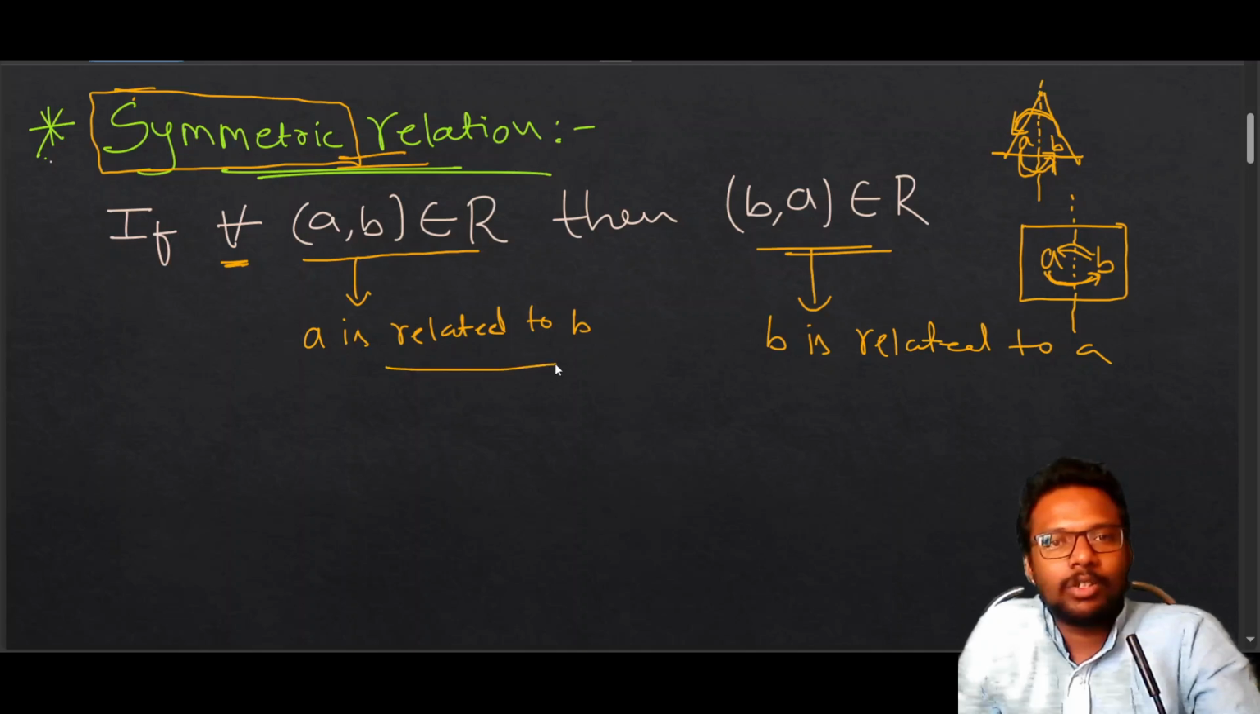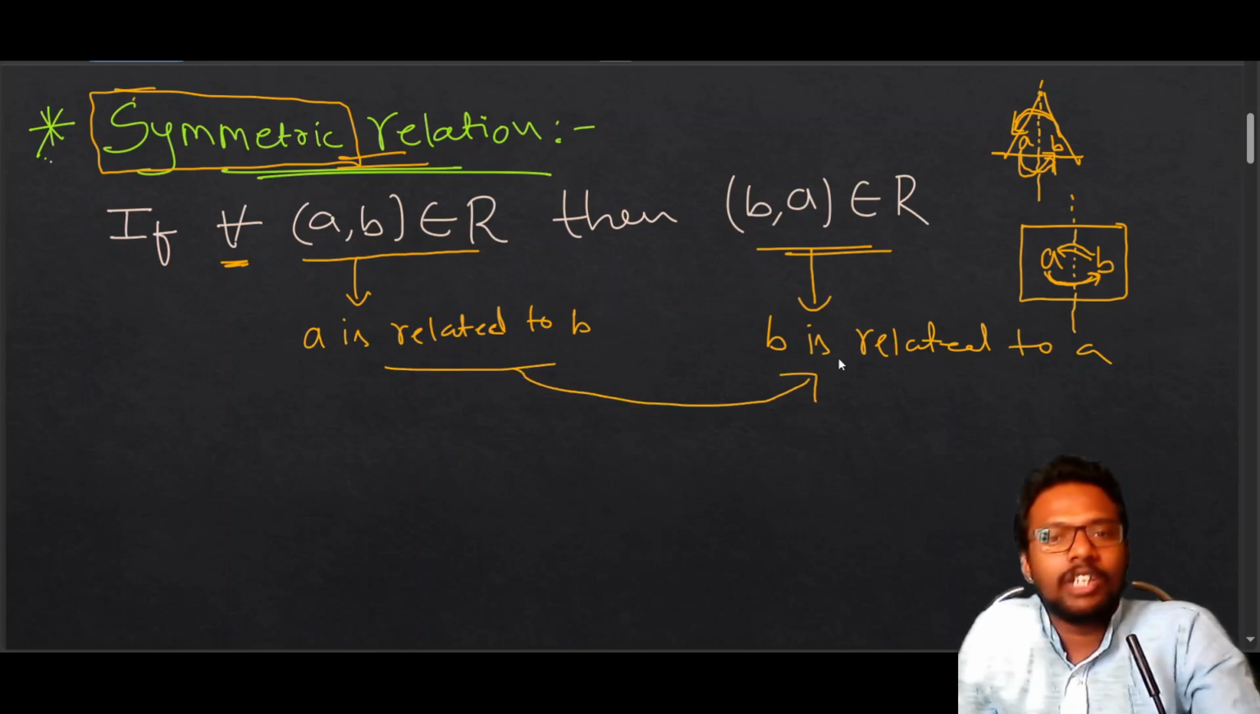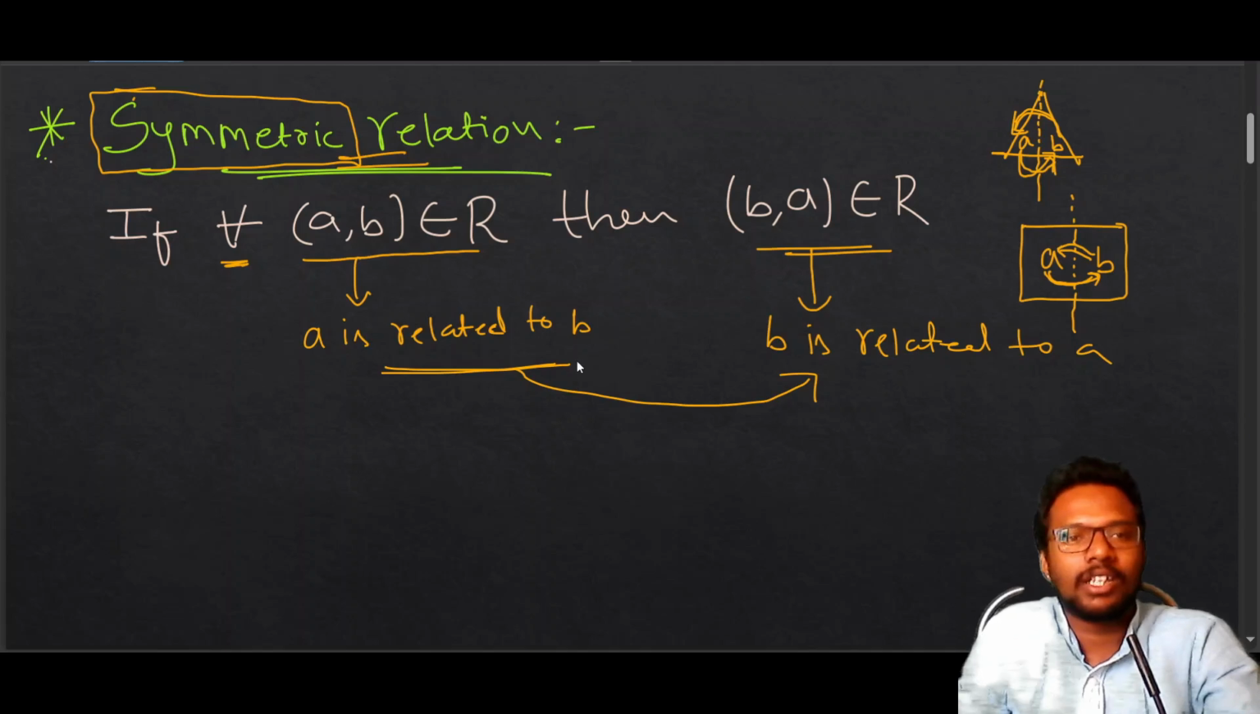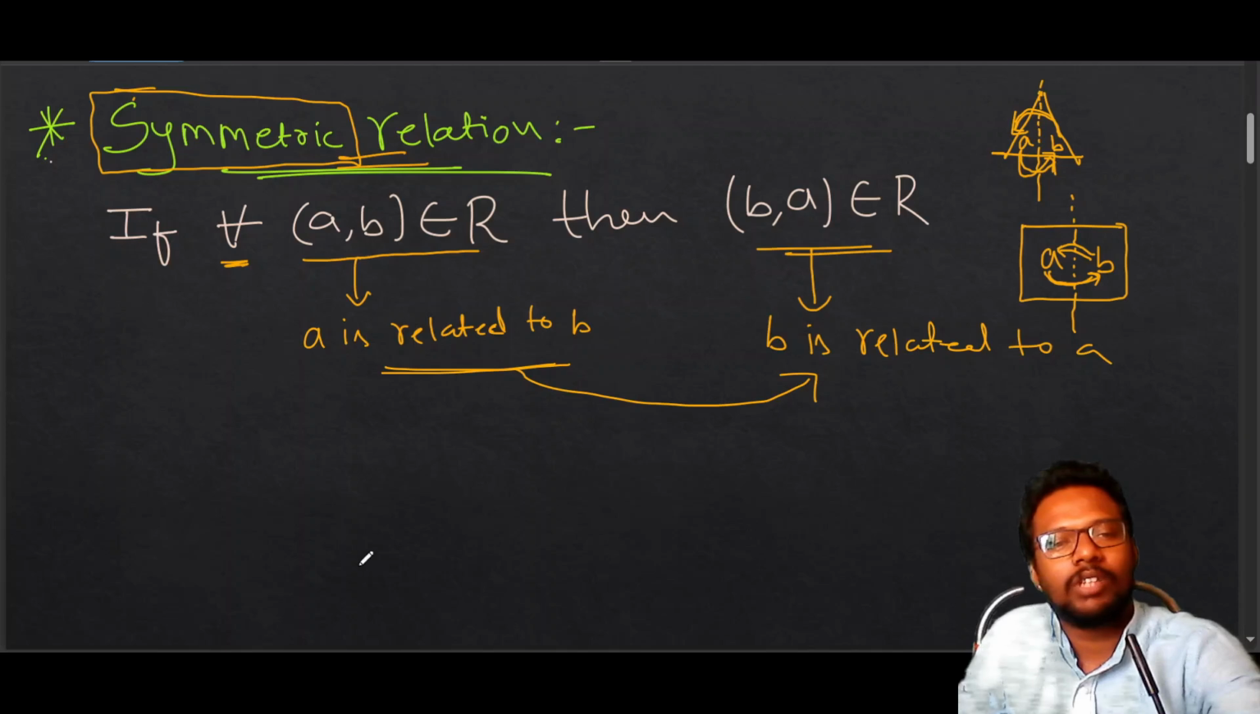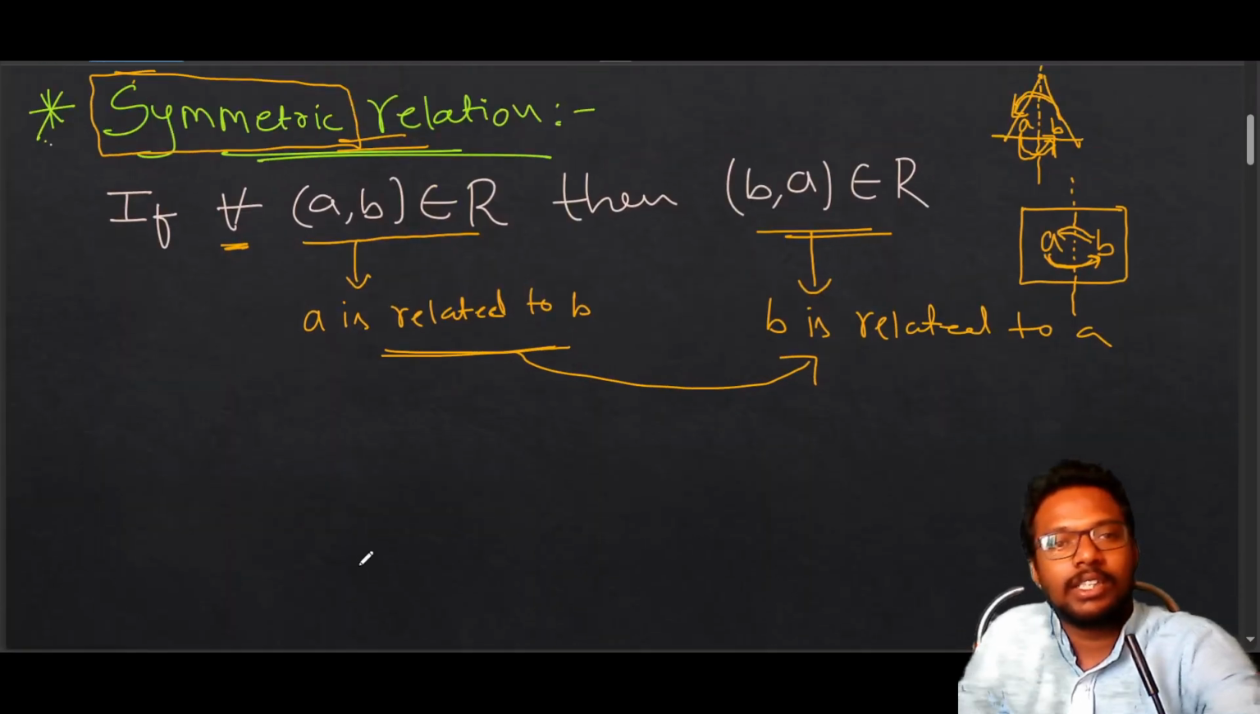If A is related to B, then it has to be that B is related to A. If B is not related to A, then it is not a symmetric relation. It means A has some relationship with B, but B does not have the same relationship with A, so obviously it is not a symmetric relationship. Both sides have no similar relationship. Okay, so this is what the definition says. Let's move to an example, then we can clearly understand the symmetric relation.